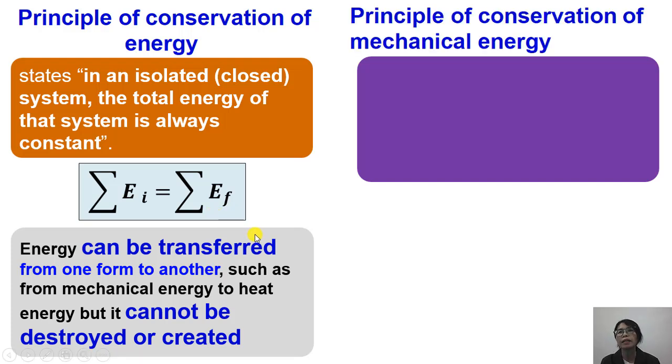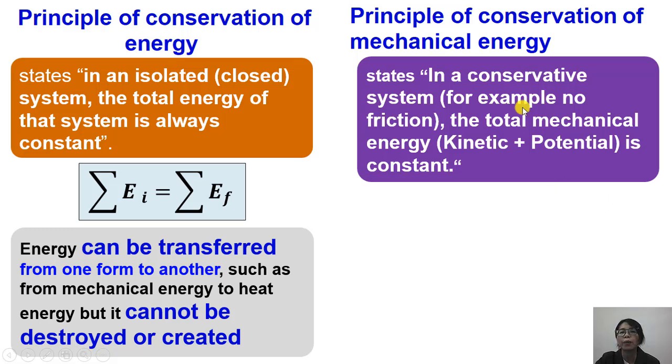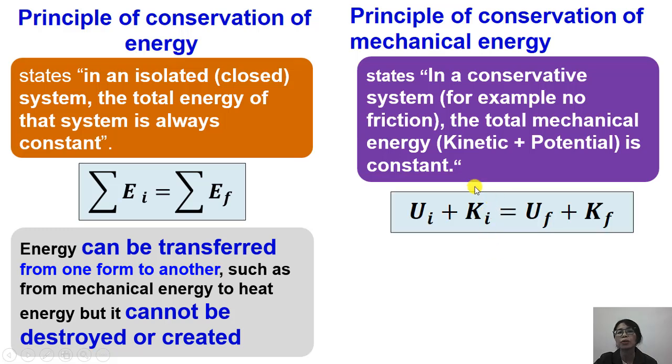Then, if we focus on the discussion of mechanical energy, we have the principle of conservation of mechanical energy, where in a conservative system, for example, providing that there is no friction acting on the system, the total mechanical energy, which is kinetic and potential energy, will always be constant. So the total amount of potential and kinetic energy at the initial state must always equal the total potential and kinetic energy at the final state.